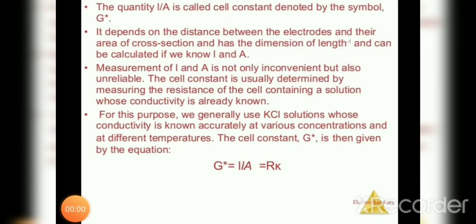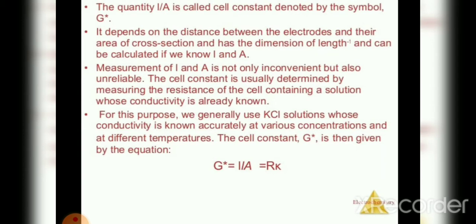The quantity L by A is called cell constant and is denoted by the letter G star. G represents conductance. G star represents cell constant. And what is G star? Equal to L by A. So cell constant depends on the distance between the electrodes and their area of cross section, and it has the dimension of length inverse.